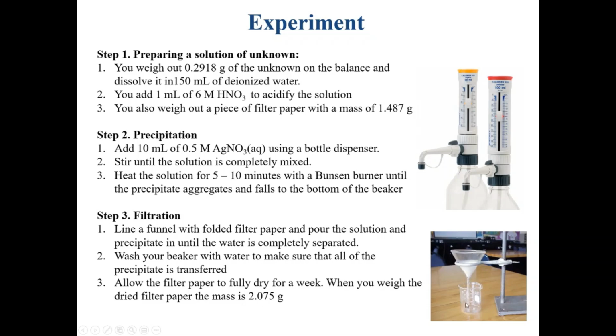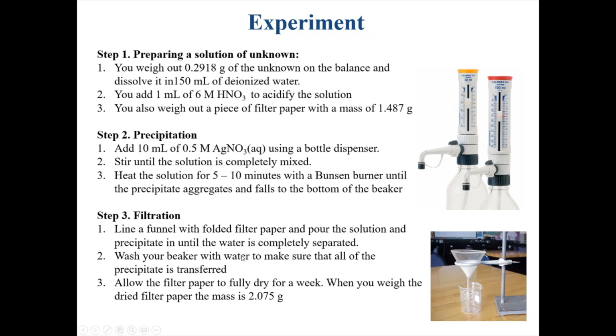and the water would go through and into your beaker, and the silver chloride would get stuck in the filter paper. So then you're going to wash your beaker with water to make sure that all of the precipitate is transferred. This is really important because we're doing a quantitative experiment today. So we want to make sure that we quantitatively transfer all of the silver chloride precipitate into the filter paper. So you have to make sure that every little speck of it gets transferred.